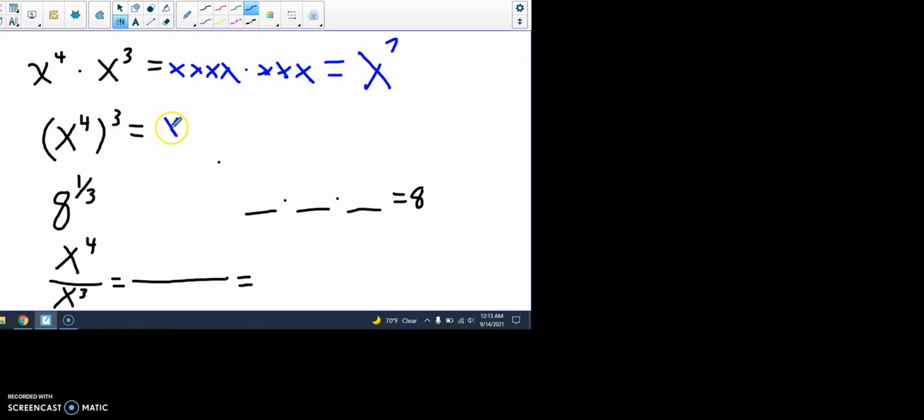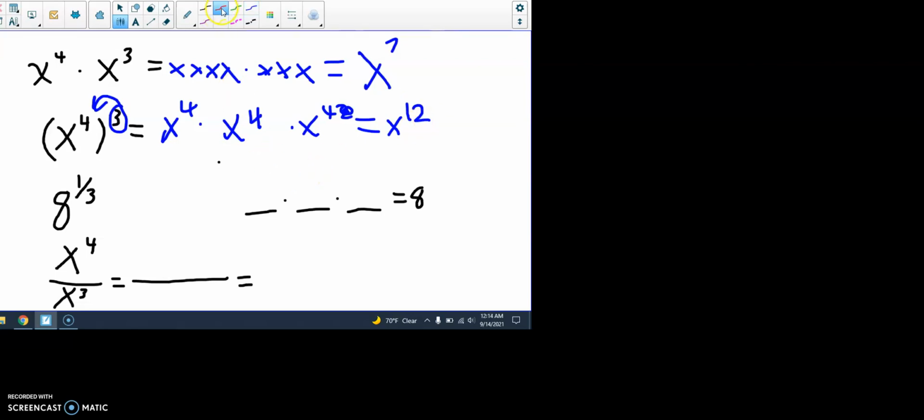In this problem here, we're starting with x to the 4th, and the problem says we are multiplying by 3. So that means I have 3 x to the 4th. So this should be x to the 4th. So the final answer to this problem would be x to the 12th. I have 4 x's here, 4 x's here, and 4 x's here. So that would be a total of 12 x's altogether.